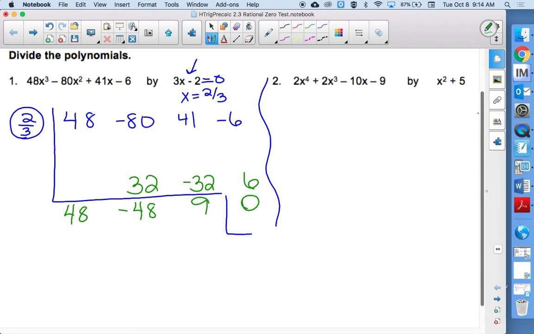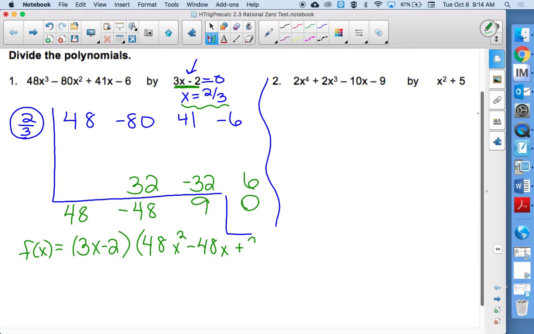So the remainder of 0 means this guy here is a factor, or this is an x-intercept, a 0, a solution. Your resulting polynomial, we divided with 3x minus 2, no matter which way you did it. And we got 48x squared minus 48x plus 9. So no matter which way you did the division, you should have still got the same answer.